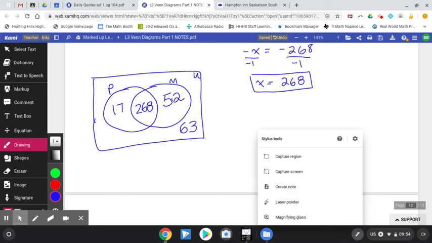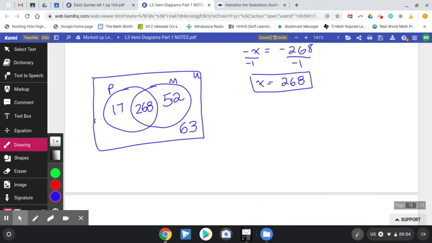Now from there, we could ask all kinds of questions too, or be ready to answer these kinds of questions. So the one that we answered already is how many households have both? So that was the solving for that middle number. 17 is how many households have a PVR but not an MFP. 52 households have an MFP but not a PVR. 63 have neither.